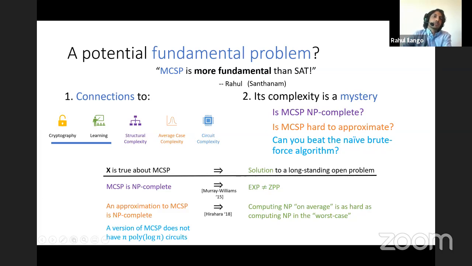And then another thing is if you can show for some version of MCSP that it doesn't have basically linear size circuits, then there's this hardness magnification phenomenon that McKay, Murray, and Williams showed occurs, where you actually get to lift this barely superlinear lower bound on MCSP to a super polynomial lower bound against NP. So we have all these interesting connections where basic aspects about the complexity of MCSP seem to relate to significant open problems in other areas of theory.